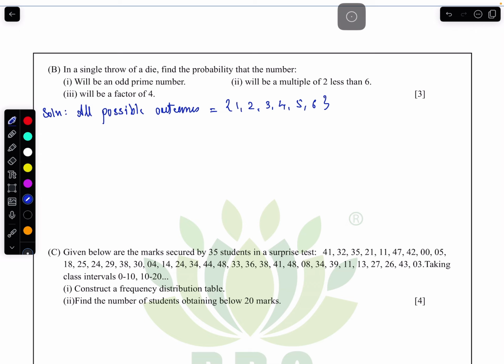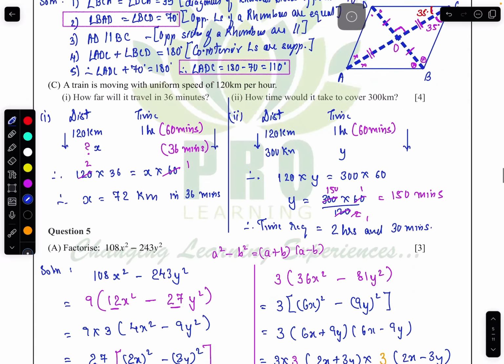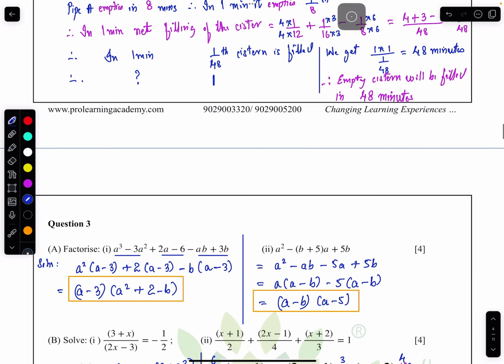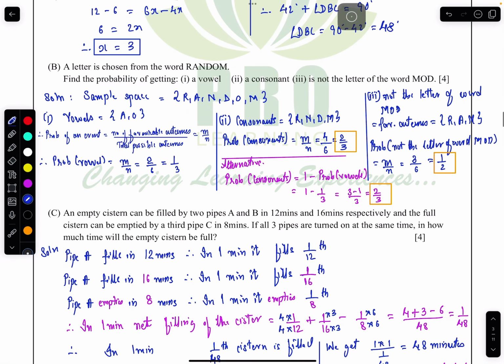Here it says will be an odd prime number. So we should know odd and prime also. So we knew that the primes are 2, 3, and 5. We are not looking at 2 because that's even. Odd prime we're looking at. So we're looking at the favorable outcome. So here also we could use the same formula for probability, which we have used earlier up right here. Probability of an event. So we are making use of this outcome again.